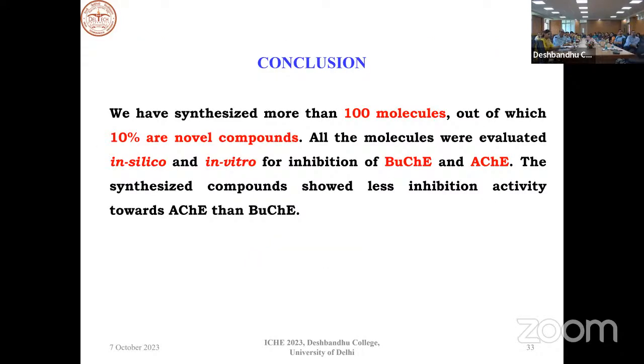We are doing in our lab, and we have synthesized more than 100 molecules, with 10 to 12% being novel molecules. The rest are all from the literature. We are also going for comparison with butylcholine esterase and acetylcholine esterase, how they are affecting Alzheimer's, in vitro positions. Not going for the in vivo yet.